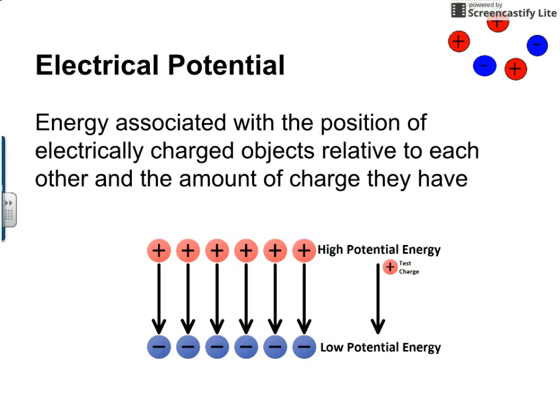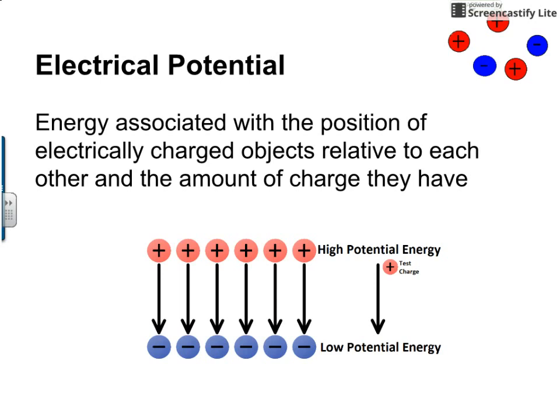With electrical potential energy, you need to think back to what happens when we have positive charges and negative charges. Positives repel, negatives repel. It's when they're opposites that they are attracted to each other. So electrical potential energy is the energy associated with the position of the electrically charged objects relative to each other and how much charge they have. So how much charge they have and how close they are together, that determines the electrical potential energy.